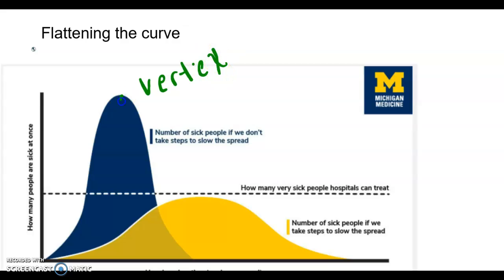The vertex tells us, in this case, the highest number that it will get to before it changes directions. The flattening the curve model shows that our largest would be right under the hospitals.